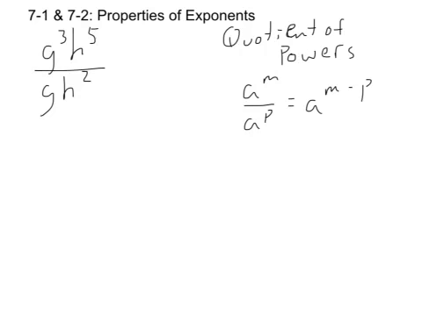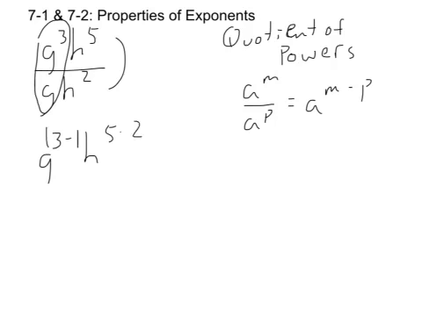So let's take a look at it over here. I got my g's here. So on top I've got g to the third, or g cubed. On the bottom I've got g to the 1, so it's g to the 3 minus 1. And my h's, I've got h to the 5 minus 2. And I should put those in parentheses so you can really tell what that is. 3 minus 1 is 2, so g squared. 5 minus 2 is 3, h cubed. That is how my quotient of powers rule works.